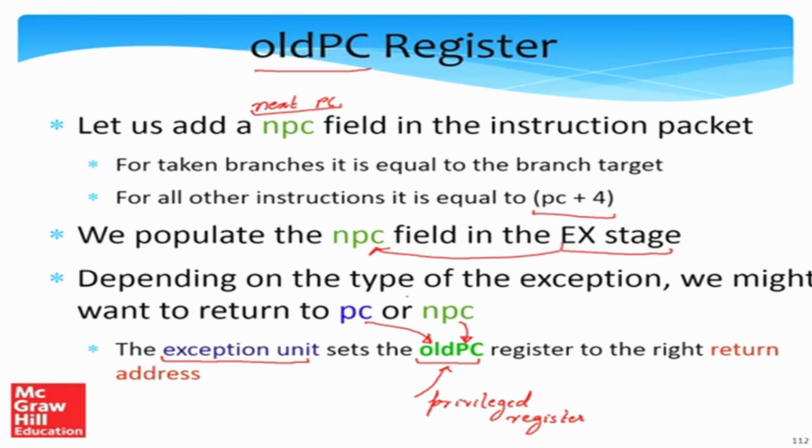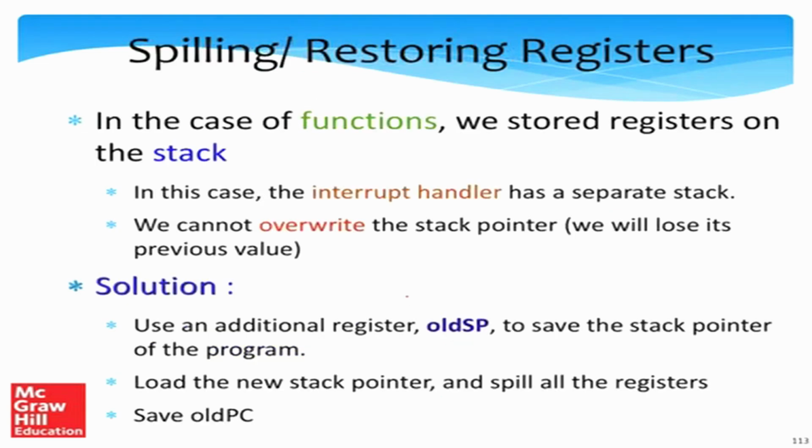All right. Now let's take a look at registers. We had three parts of the state that we needed to store. The PC is taken care of. The registers we have to store and restore, the set of all 16 registers, and the flags register. So the flags register is the third. In the case of functions, we used to store registers on the stack, right? So we used to do spilling.